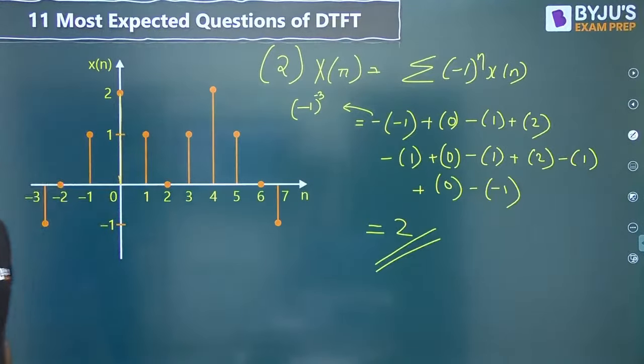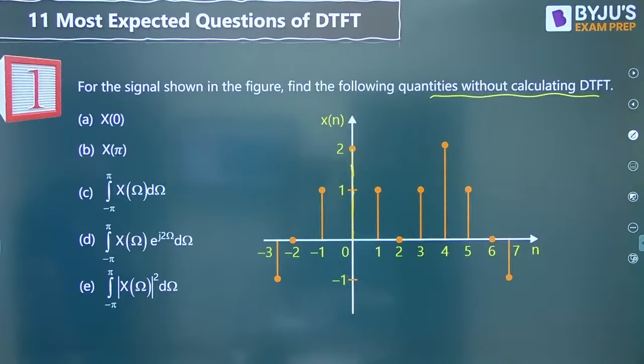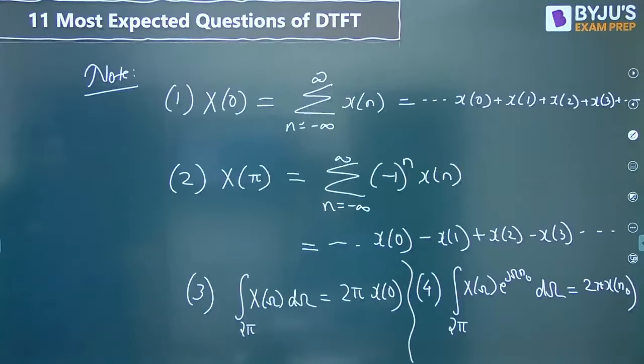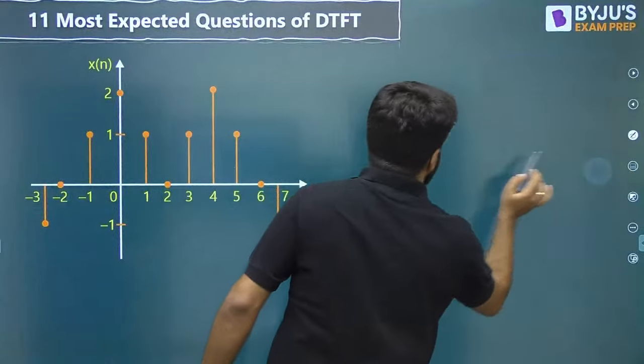Okay guys, what is the third part of the question? The third part is to calculate the integral of x of omega times d omega, and then x of omega e to the power j omega n naught. Let us calculate the third and fourth parts now.